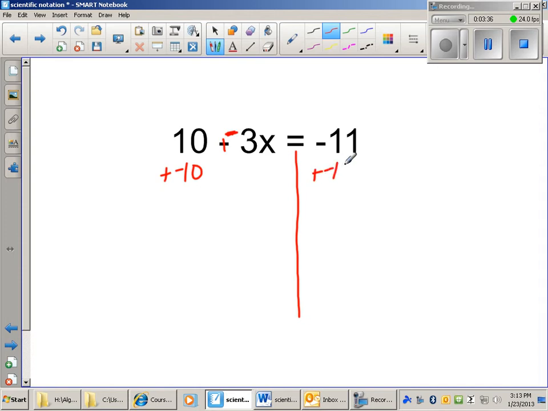So these make a big 0, which means, careful here, it means I have a -3x that comes down. -11 plus a -10 is a -21. And if I divide both sides by a -3, I get that x, or 1x, will equal 7.